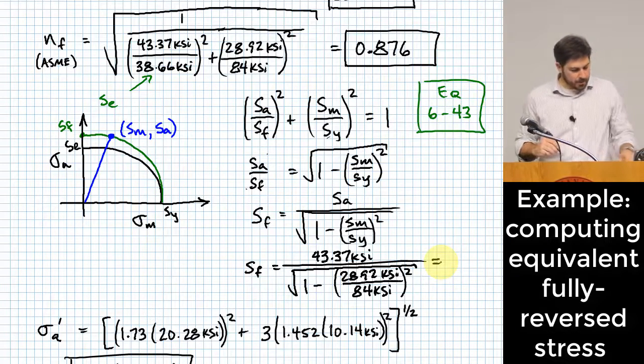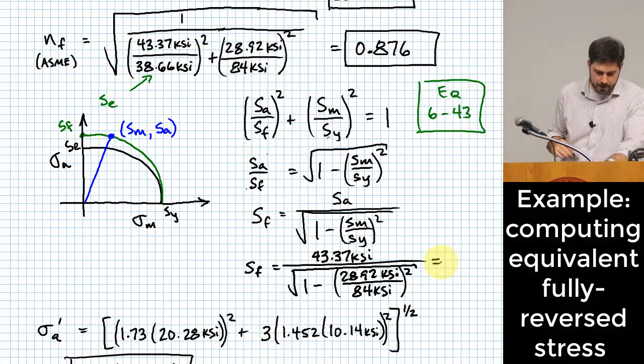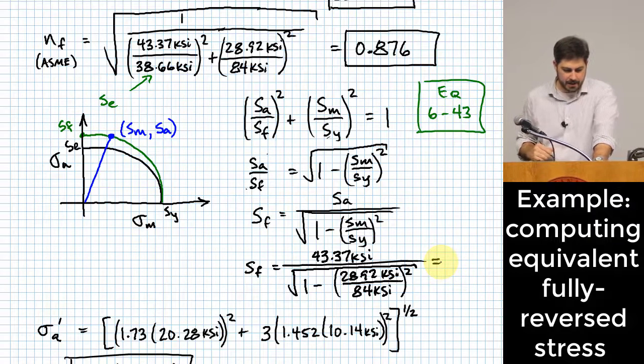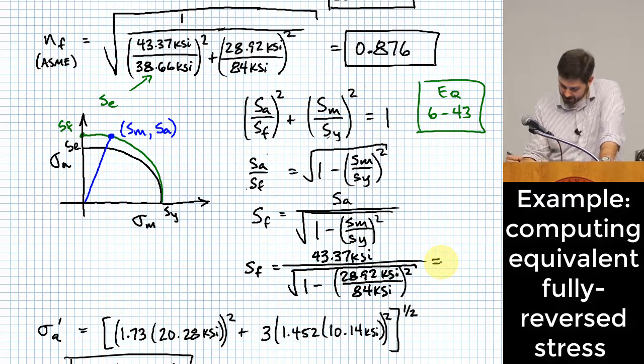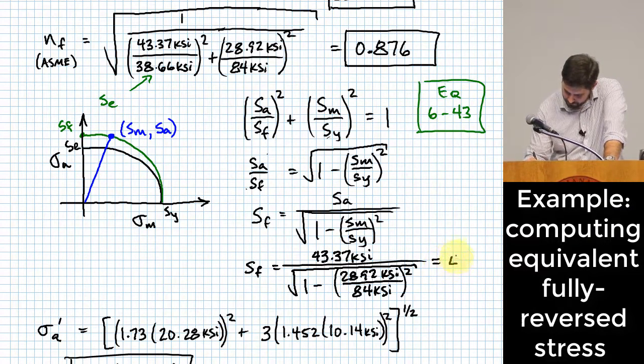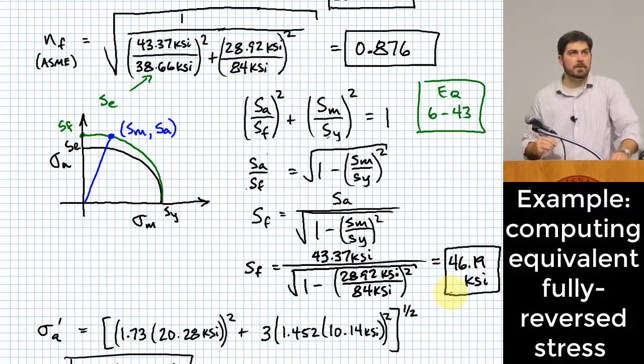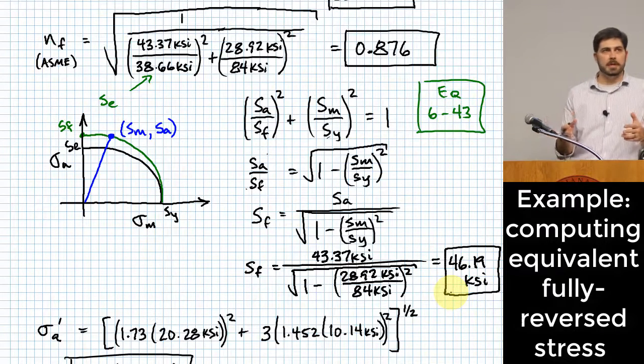Okay, and when we plug these things in, the SF value that I get is 46.19 KSI. So as review, how do I interpret that? What does that number mean?